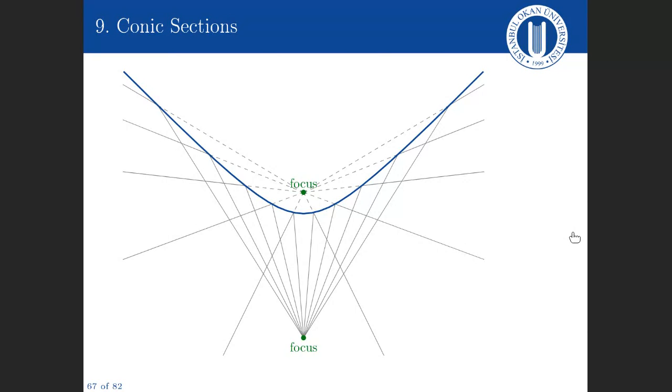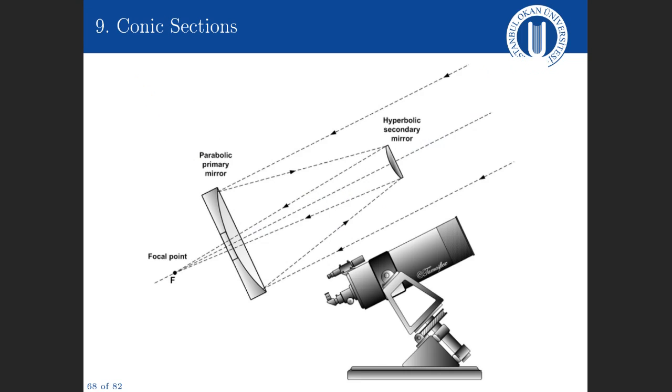For a hyperbola, the rule is that if a ray is shone towards one focus, it's reflected towards the other focus. Of course, usually a hyperbola has two parts, but I'm only drawing one in this picture. If we imagine light or sound or something that's shone towards the top focus, it bounces off the hyperbola towards the bottom focus. Where is this useful?